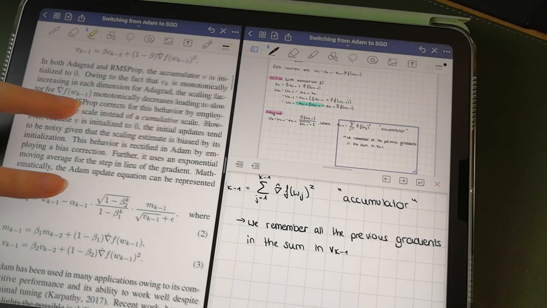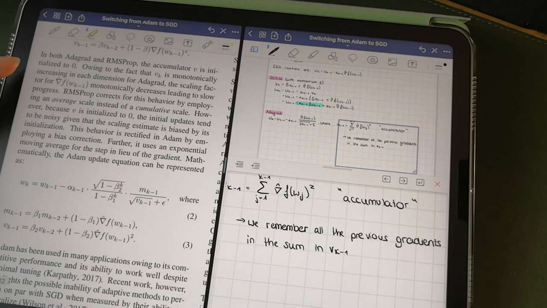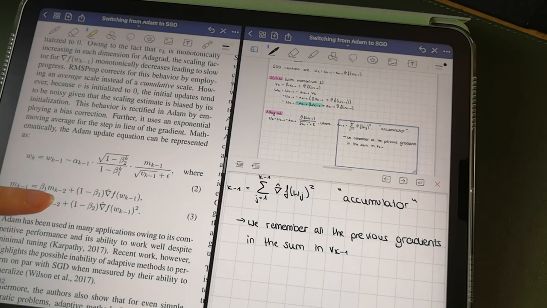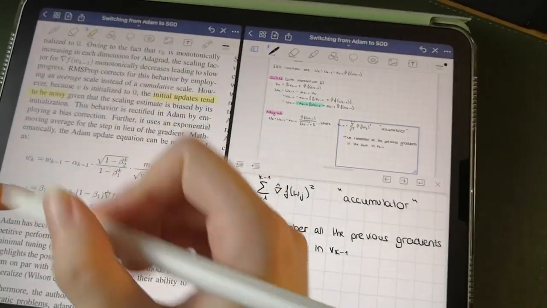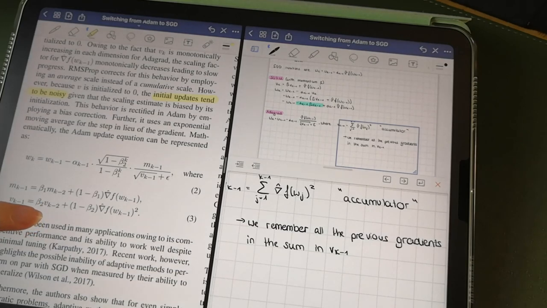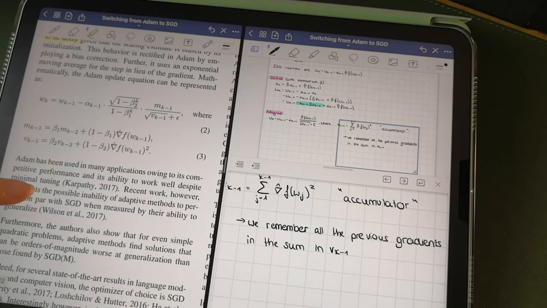Owing to the fact that vk is monotonically increasing in each dimension for Adagrad, the scaling factor for the gradient monotonically decreases, leading to slow progress. RMS prop corrects for this behavior by employing an average scale instead of a cumulative scale. However, because V is initialized to zero, the initial updates tend to be noisy. Given that the scaling estimate is biased by its initialization, this behavior is rectified in Adam by employing a bias correction. Further, it uses an exponential moving average for the step in lieu of the gradient. Mathematically, the Adam update equation can be represented as follows.